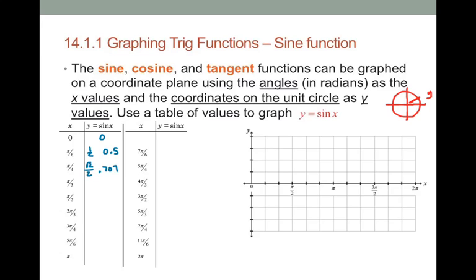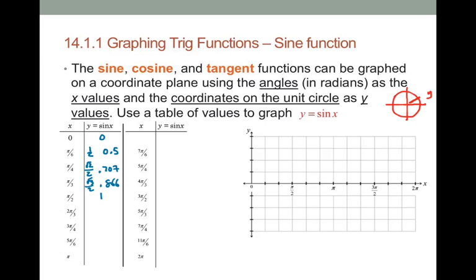Pi over 3, that is 60 degrees. The sine of pi over 3 is going to be the long leg of a 30, 60, 90 triangle, so it's going to be the square root of 3 over 2, or 0.866. Now, you can play around with your calculator, get it into radian mode, and try finding the sines of these different angles. Plug in pi divided by 2, and then take the sine of that, and you can figure out these values.